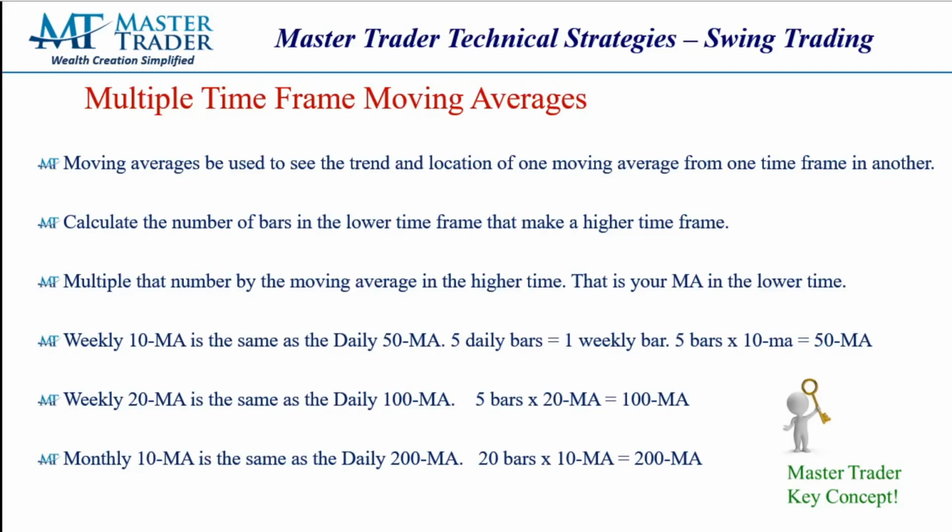On the monthly, we're going to use that 10 MA, same as the daily 200 MA. There's 20 trading bars on a monthly time frame. Multiply that by 10, and we have a 200-period moving average on the daily time frame.